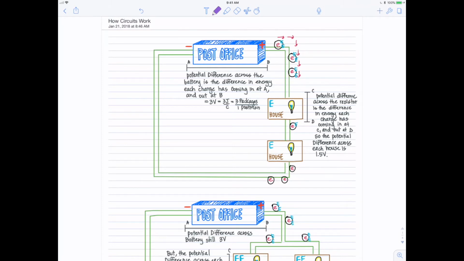We said that the postman would represent the coulombs or the charge carriers, and that the packages that the postman carries would represent the electrical potential energy. So that means that the electrical potential energy per charge could be calculated using delta V, and we can actually find the electrical potential difference not just over the post office, but between any 2 points along the circuit.